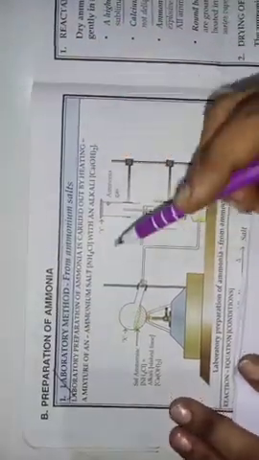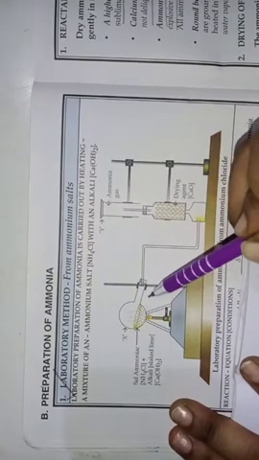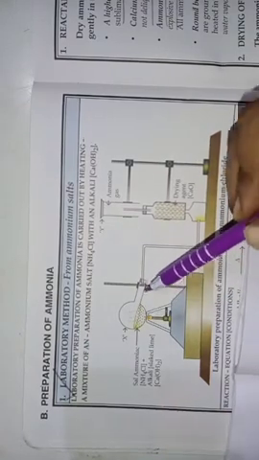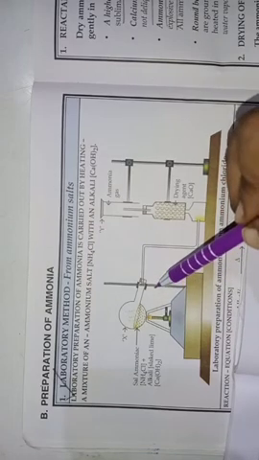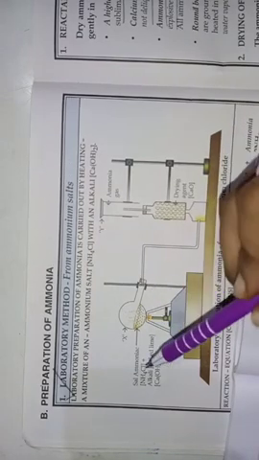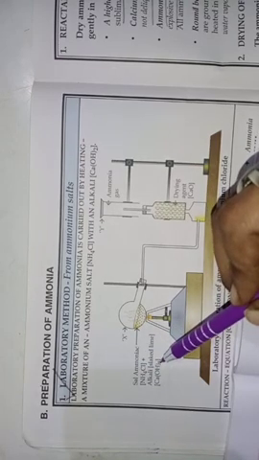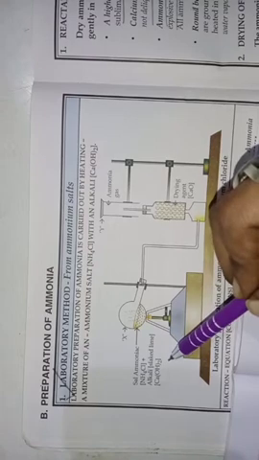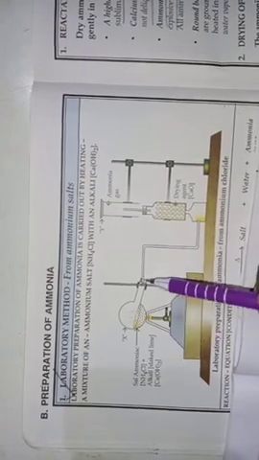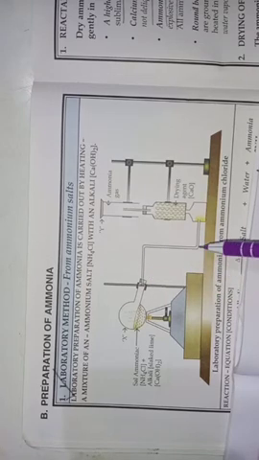Just see here. There is a round bottom flask. It is placed in an inclined position, in which our reactants are kept. So our reactants are ammonium chloride as well as alkali. A salt of ammonia and an alkali are the reactants. Now you can see there is a stopcock and there is a bent tube attached to this stopcock.